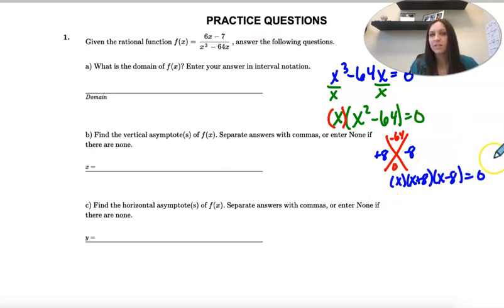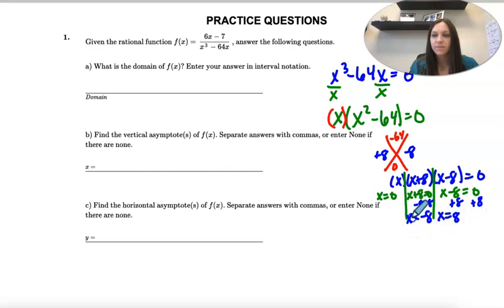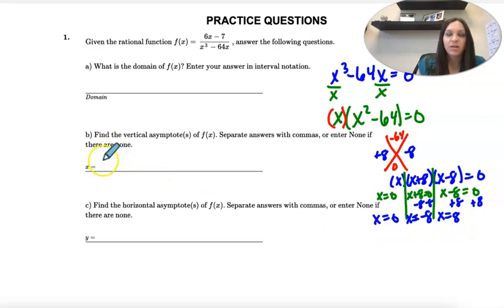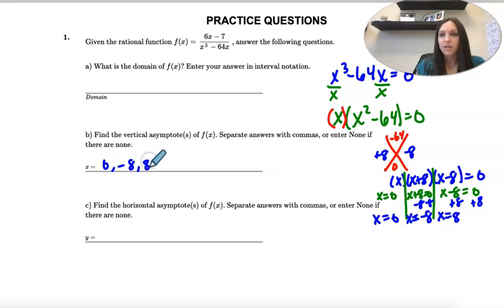So remember, when everything's in factored form finally, set each factor equal to 0 and then solve. So for this one, x equals 0, and then for these it's the opposite. So x equals minus 8 and x equals positive 8. And x equals 0. So these are our boundary numbers. They're also the vertical asymptotes. So I'm going to fill out B. The vertical asymptotes are 0, negative 8, and positive 8.